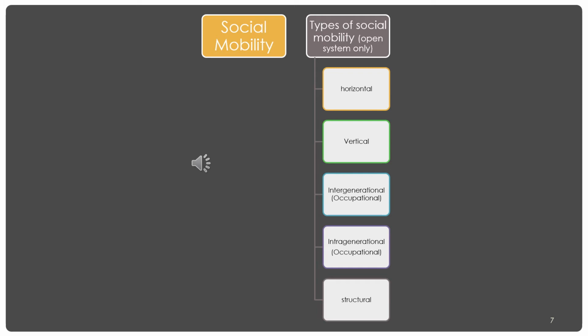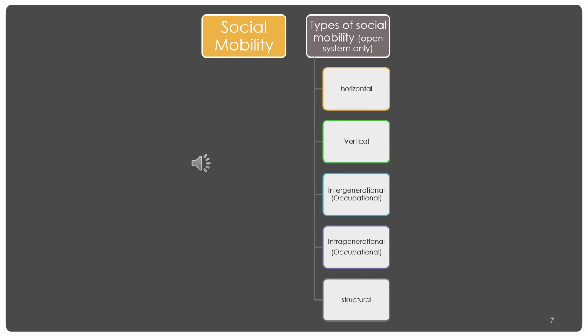Now, intergenerational. Highlight, underline, circle the prefix inter. Inter means between. So intergenerational is where you are comparing one generation's social mobility to another generation. So that could be that we follow the social mobility of our parents' generation, and then we look at the social mobility of ourselves and we compare the 2 generations.